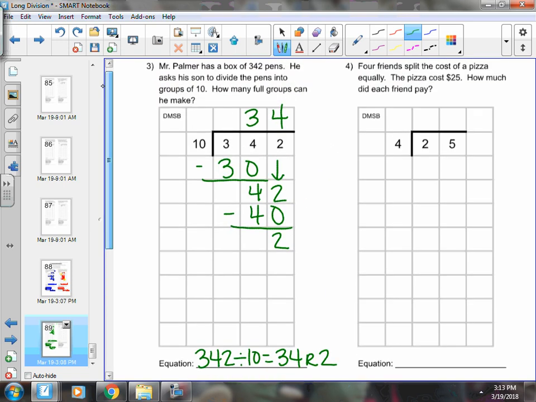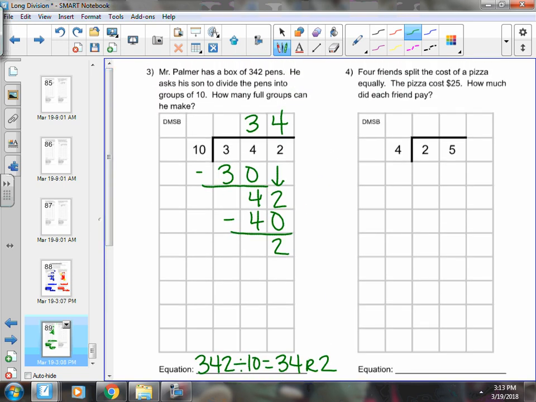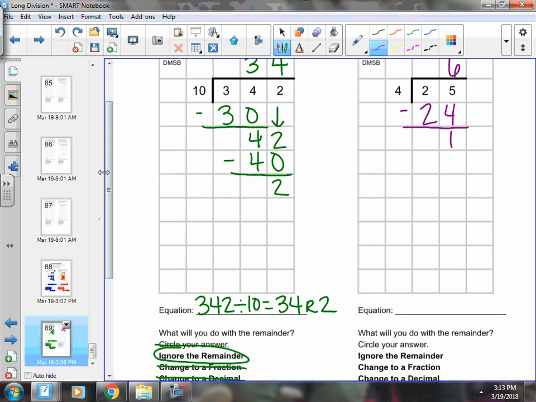And the last one. 4 friends split the cost of a pizza equally. The pizza costs $25. 4 cannot go into 2, but 4 can go into 25 6 times. 6 times 4 is 24. Subtract, there's nothing to bring down. 6 remainder 1. So our equation should be 25 divided by 4 equals 6 remainder 1.